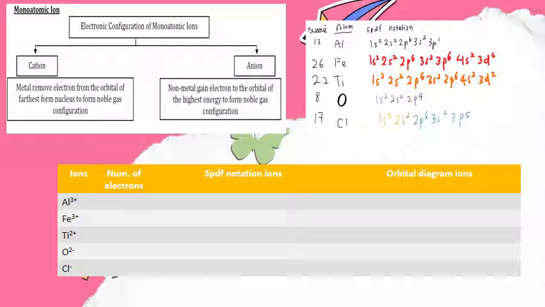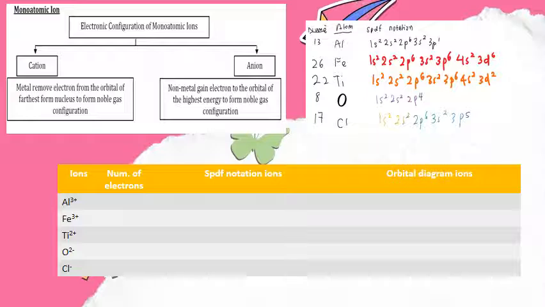Alright. Untuk anion pula, kita punya non-metal akan gain electron to the orbital of the highest energy to form noble gas configuration. Just remember, kalau cation, mesti remove electron from the highest energy orbital. Okay, and then anion, kita gain electrons. Electrons tu pula akan masuk pada orbital of the highest energy. So kita akan dapat noble gas configuration.